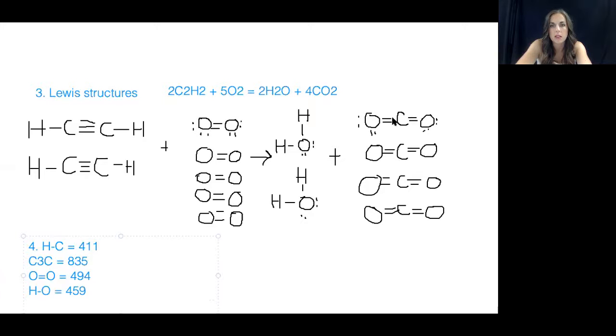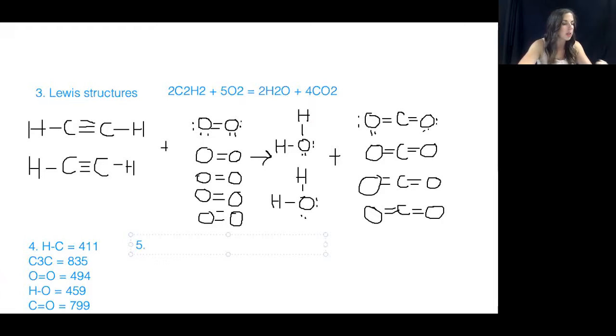Okay, we've also got a double bond here between a carbon and an oxygen. So carbon double bonded to oxygen, and that's going to be 799. Okay, so I found all of my values here. Now I just need to plug it in the equation.